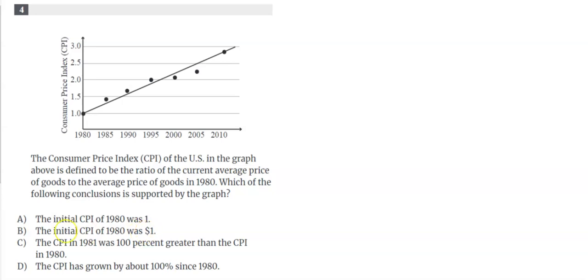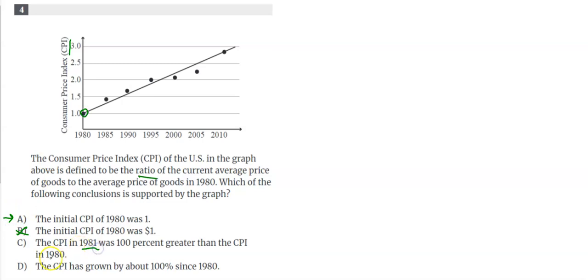Some of these answers are just wrong. Like that's not measured. CPI is not measured in dollars. It says it's the ratio of current price to the price in 1980. It does seem like right away I'm leaning towards A. I think that's right, but I like to look at all of them sometimes on these just to be sure.